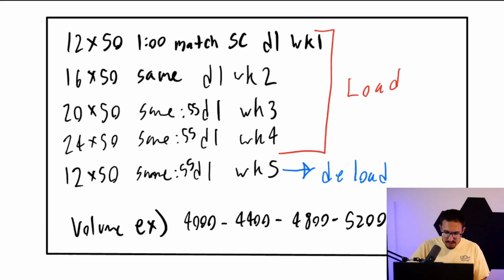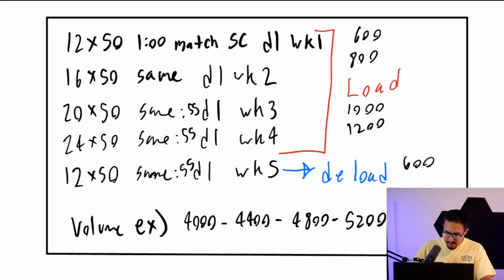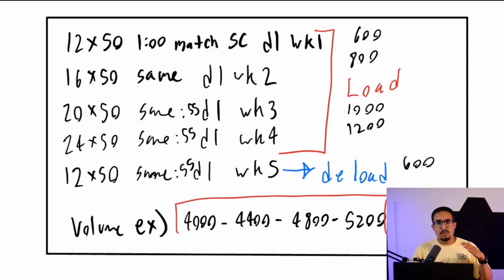So like this set right here, this is only 600, then we go to 800, then 1,000, 1,200, and then we're deloading. So we're back down to 600, which is fine. And then we deload and go back down to 4,000. Same idea, we load and then we deload. So we always want to have a load and a deload. It's pretty straightforward: we always go up and then we go down.